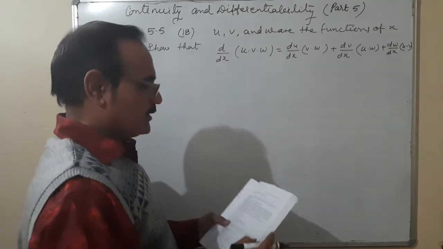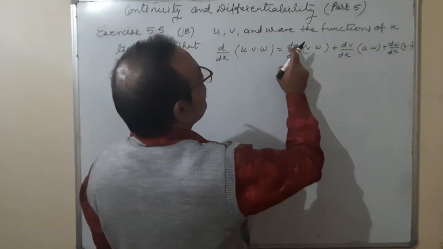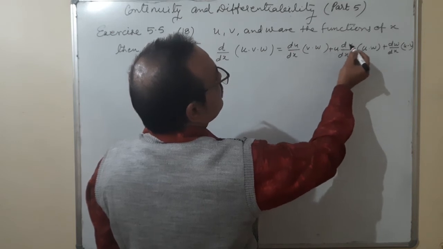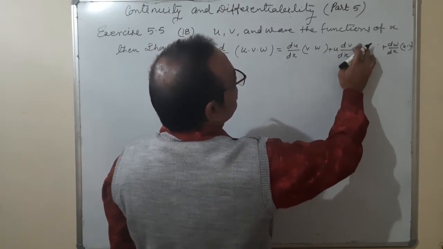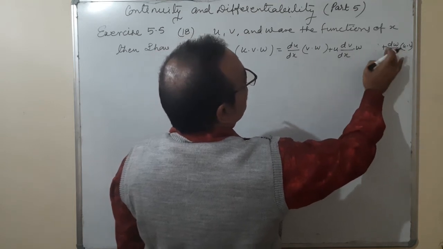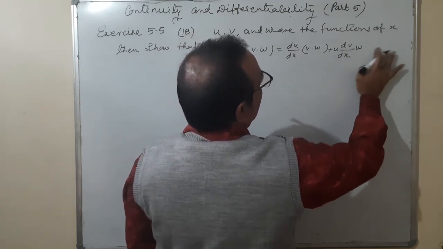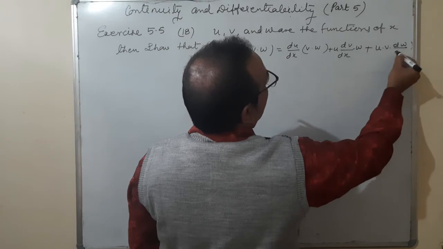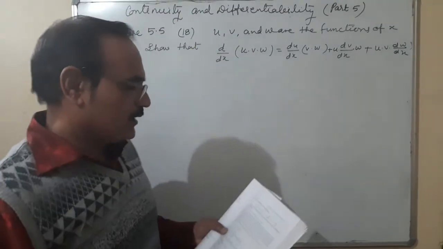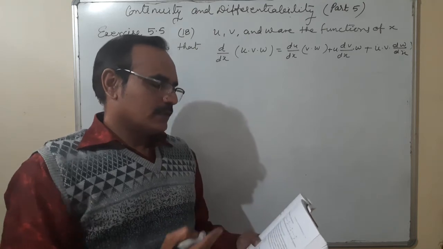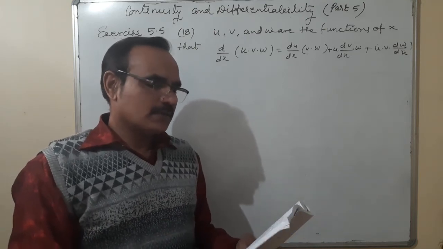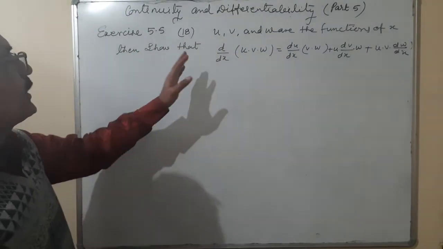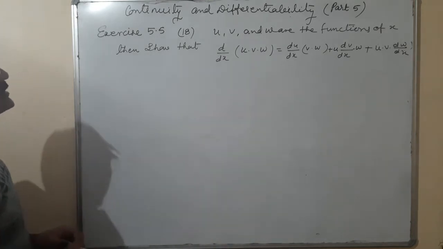Here I have written the terms in sequence: du/dx v w, dv/dx u w, and u v dw/dx. The question is to show this in two ways: first by repeated application of the product rule, and second by the logarithmic rule. And u, v, w are functions, that means they are functions of the variable x.